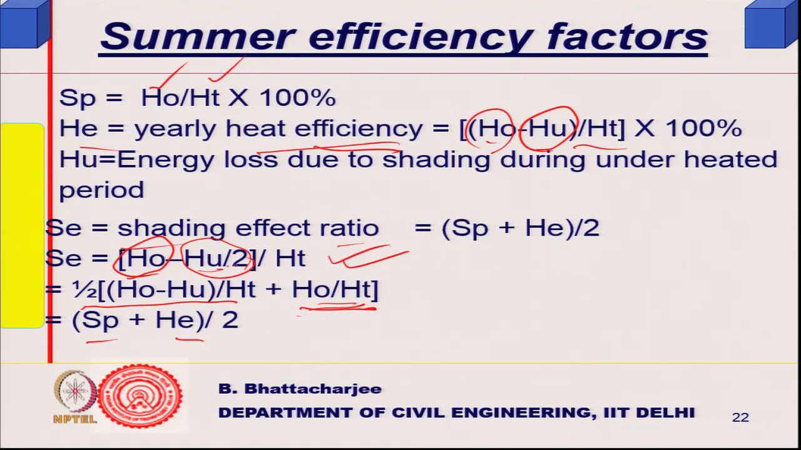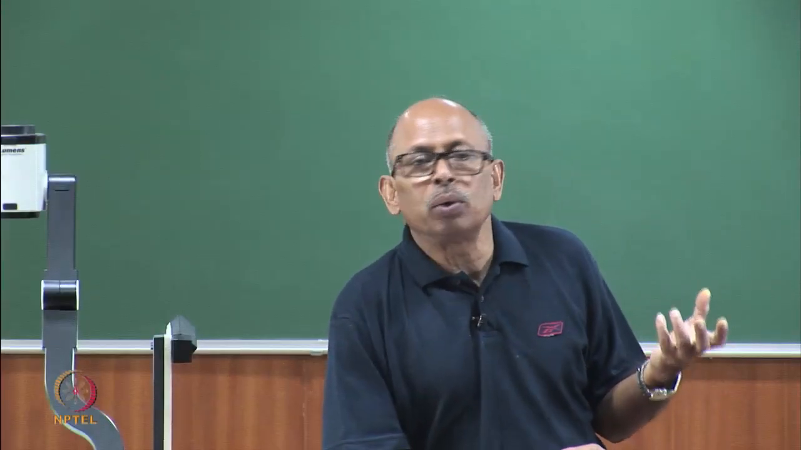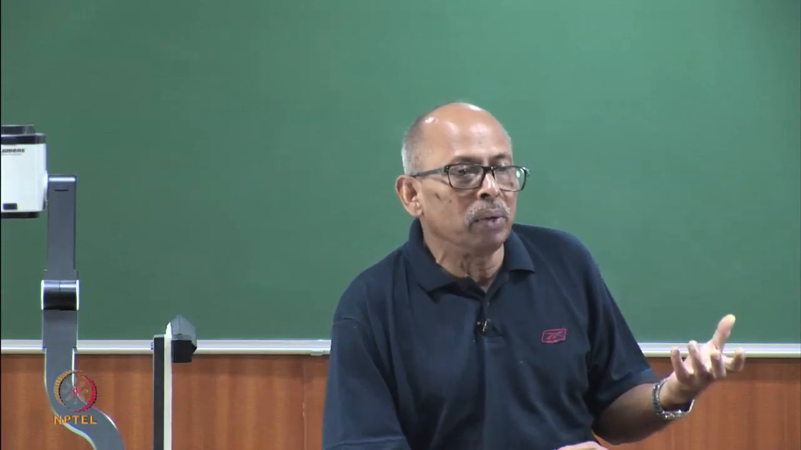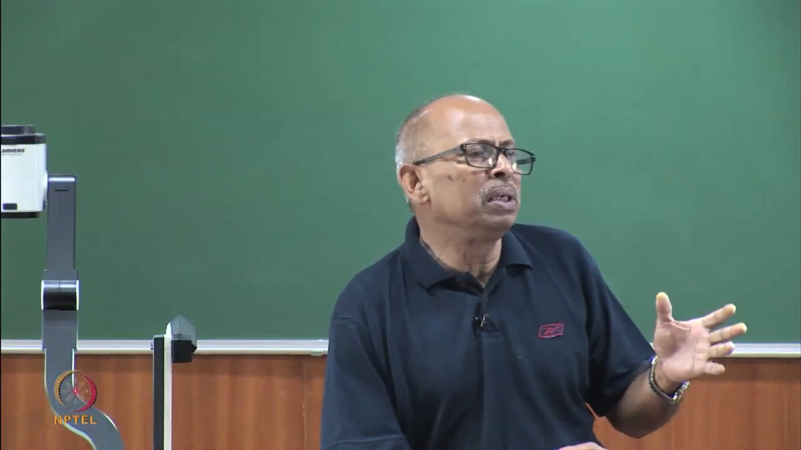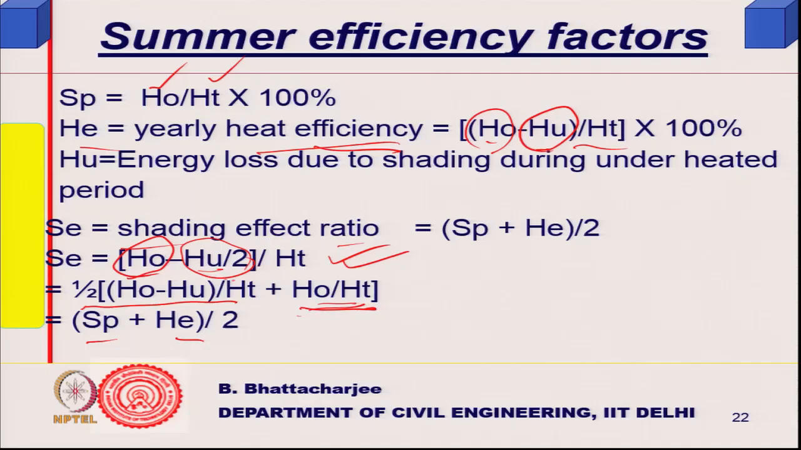This half is the weightage factor we are using here, because we assume that cooling is costlier, cooling is more important to us, and losing some heat in winter counts for half. So, putting in a weightage factor, you can break it up: HO minus HU by 2. Just doing the same algebra, you can write it as SP plus HE divided by 2.